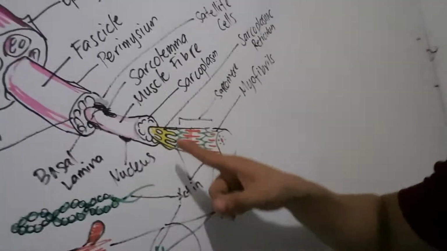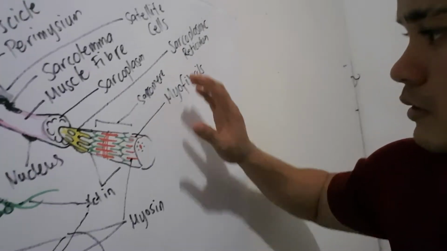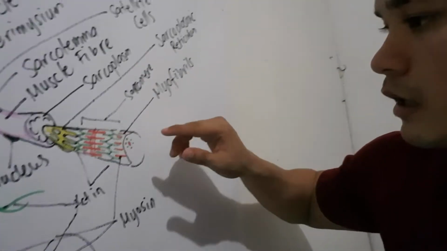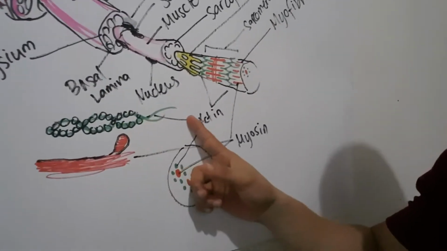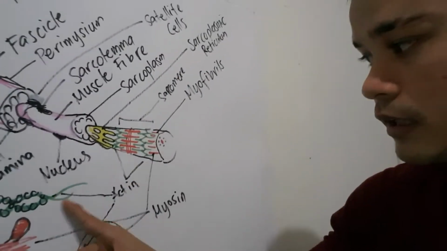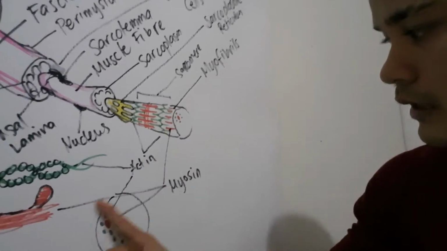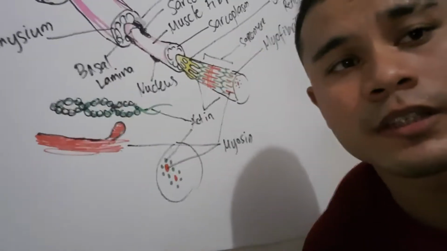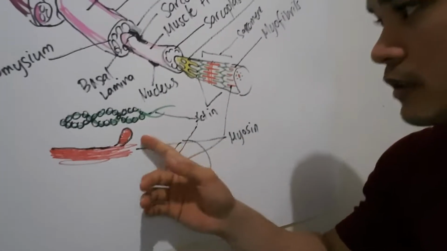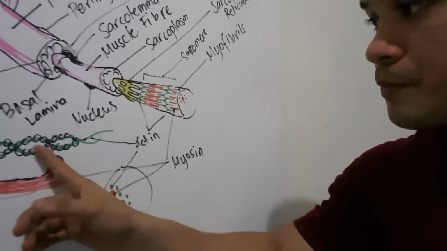In the myofibril is the sarcomere, which is the functional unit of the muscle fiber. In the sarcomere, we have the proteins or myofilaments called actin and myosin. The actin is the thin myofilament, while the myosin is the thick myofilament. Actin and myosin are pretty important because this is the way that muscles move at a cellular level.